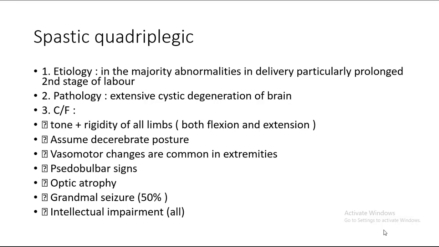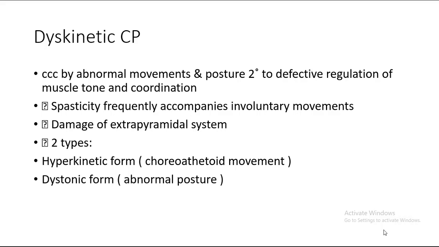The spastic quadriplegic is the most severe type of cerebral palsy. The forelimbs are affected, so we expect that the insult in the brain is extensive, and there are associated disabilities and associated features like pseudobulbar signs, optic atrophy. There is an increased risk of incidence of seizure. All of them have intellectual impairment.